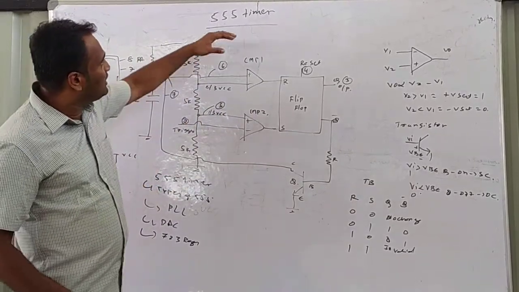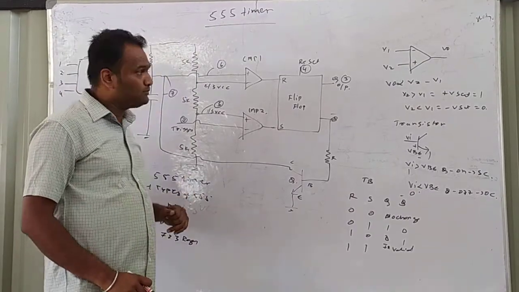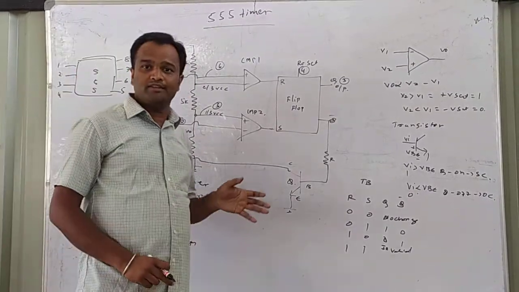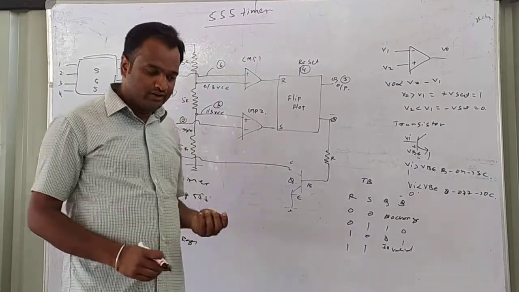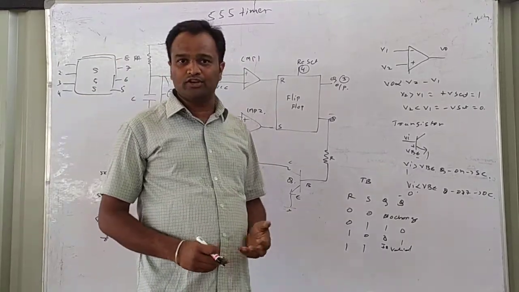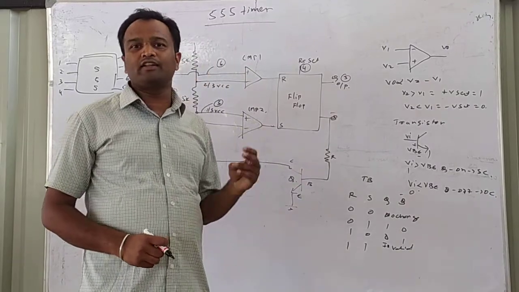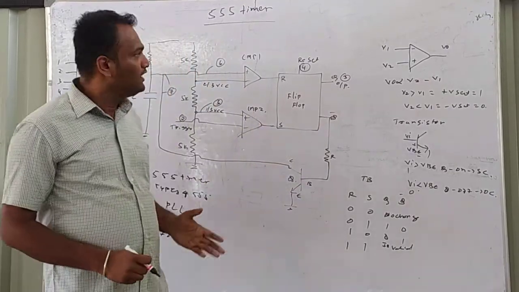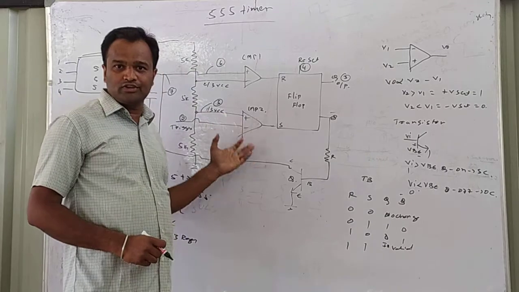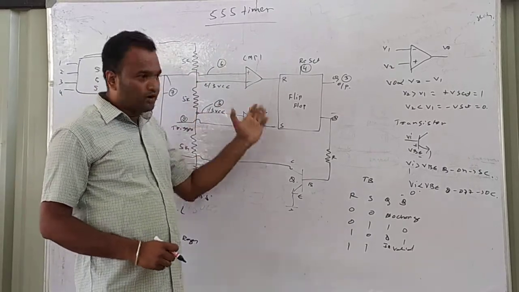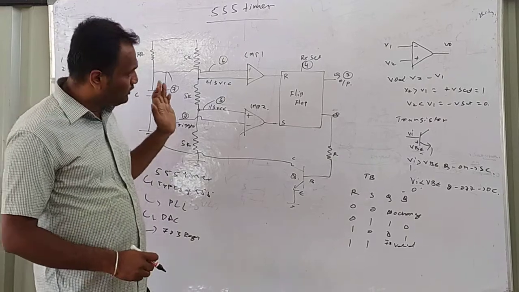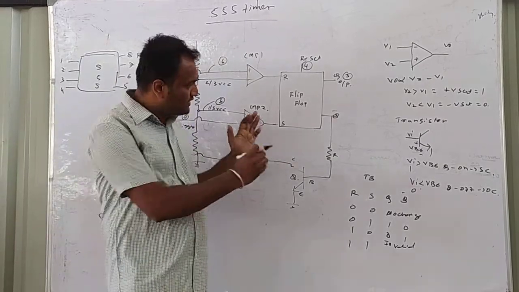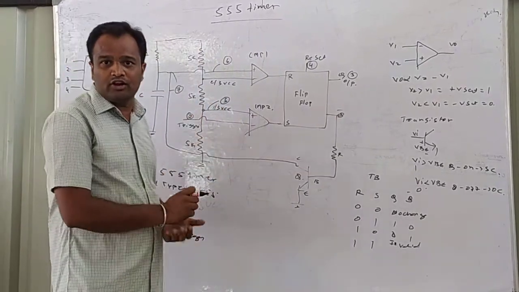Okay, so this is the 555 timer block diagram. Basically the 555 timer is actually called as what? A non-sinusoidal oscillator. In oscillators there are two different types: one is the sinusoidal oscillator, another one is the non-sinusoidal oscillator. This is the best example for a non-sinusoidal oscillator. It produces a square wave, not a sine wave. So this belongs to non-sinusoidal oscillators.